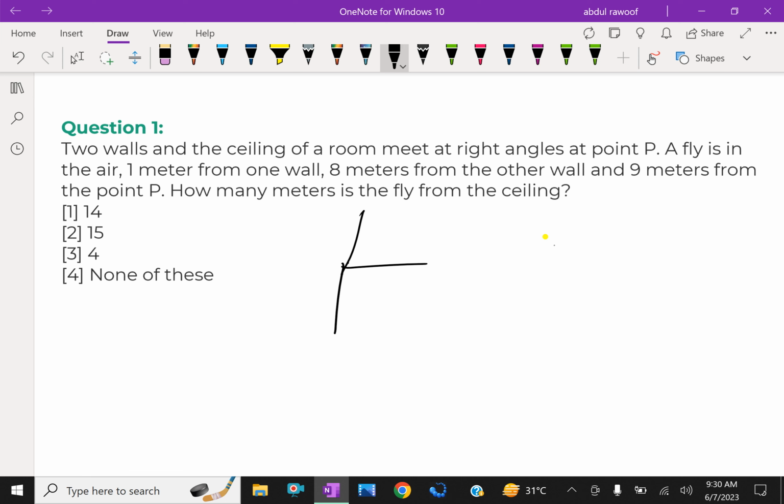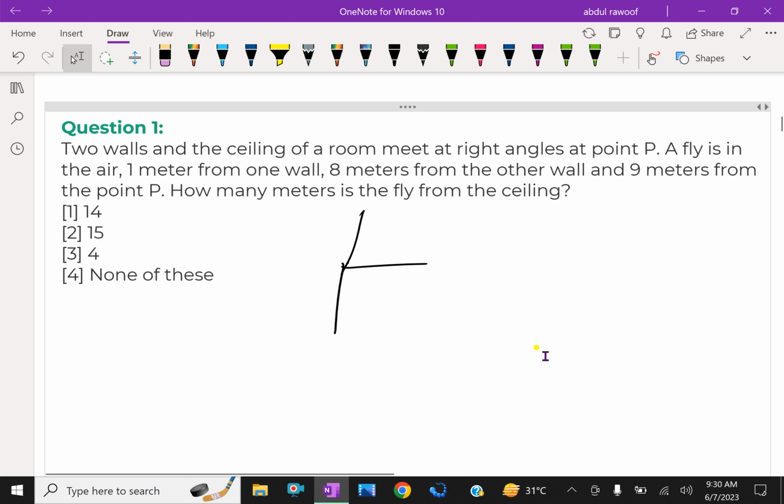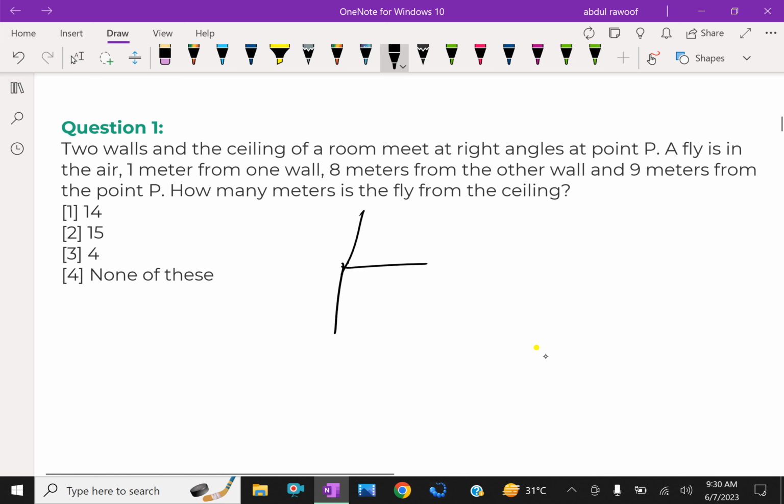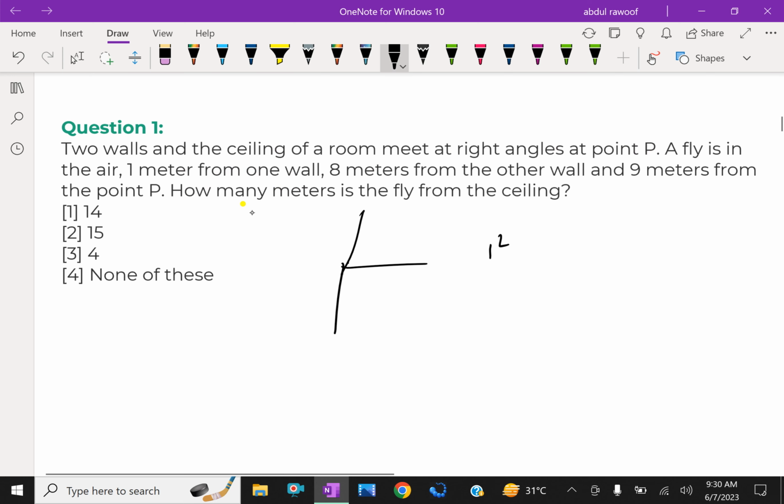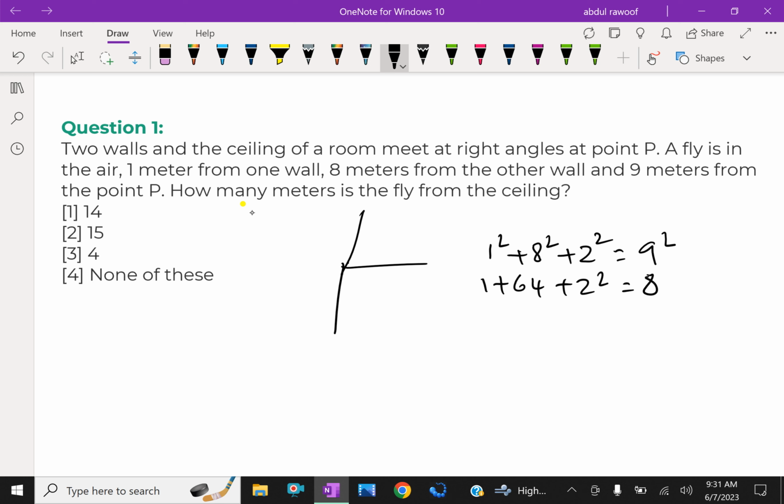you have to find the diagonal of the cuboid, like here: 1 square, 1 meter from one wall, 8 meters from the other wall, that is 8 square, and from the ceiling is z square, which is equal to 9 square. So 1 plus 64 plus z square equal 81. So z square equal to 81 minus 64.